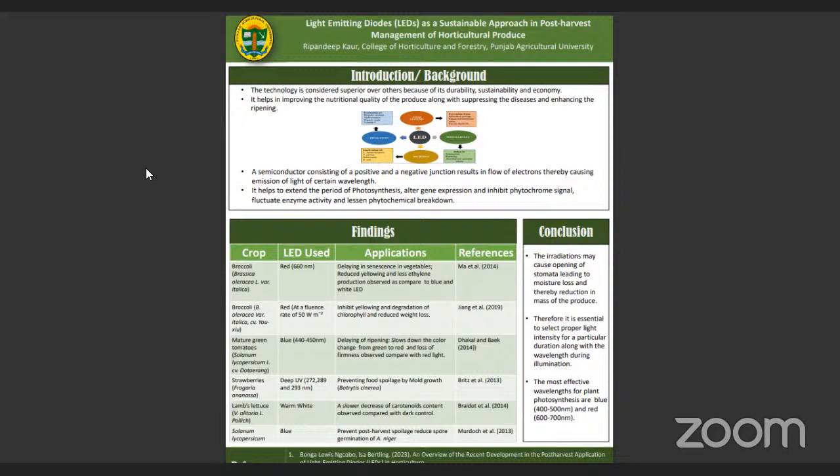To conclude, though there are some limitations of using LEDs, as it may cause moisture reduction and reduction in the mass of the produce, when used properly at a proper light intensity and proper duration, it can give tremendous results because it is an environment friendly and safe approach rather than using any chemicals. The most effective wavelengths for plant photosynthesis are blue and red, at 400 to 500 nanometers and 600 to 700 nanometers respectively. Thank you.